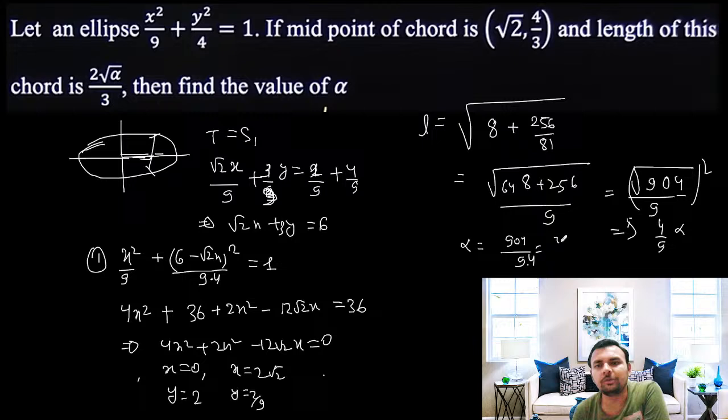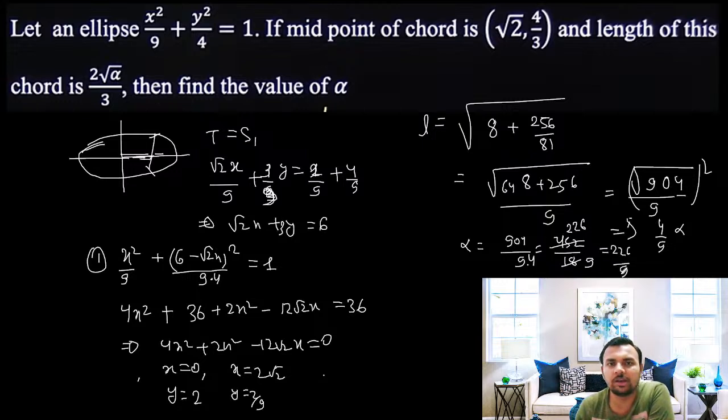If we do 45 to 18, 2 9s are 2 27, 22 6, and we have 226 by 9. So the answer is 226 by 9 alpha.